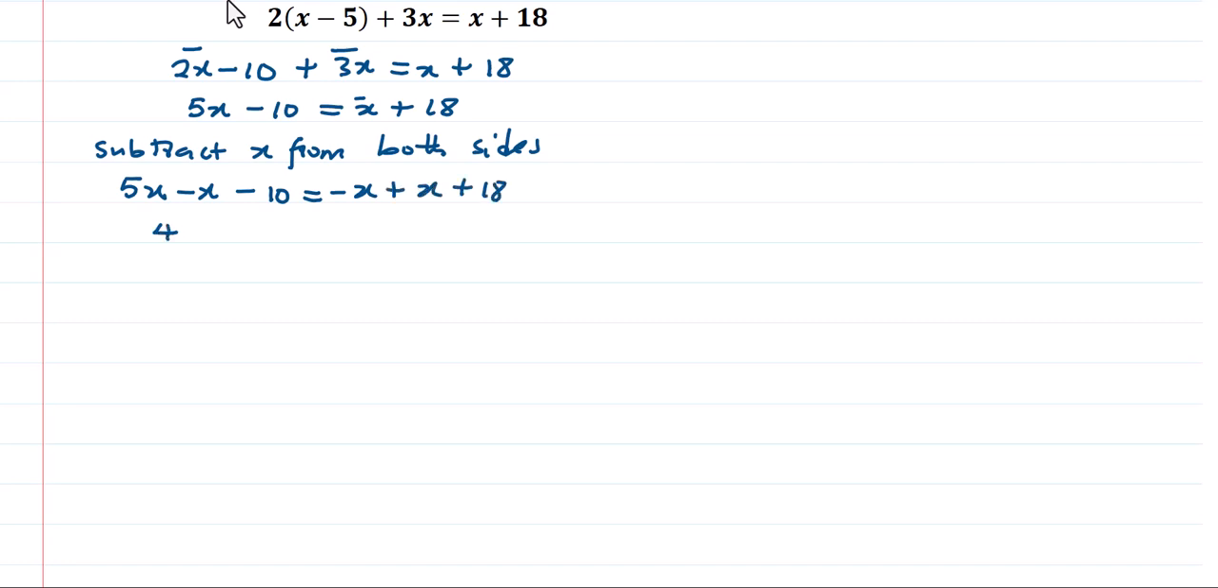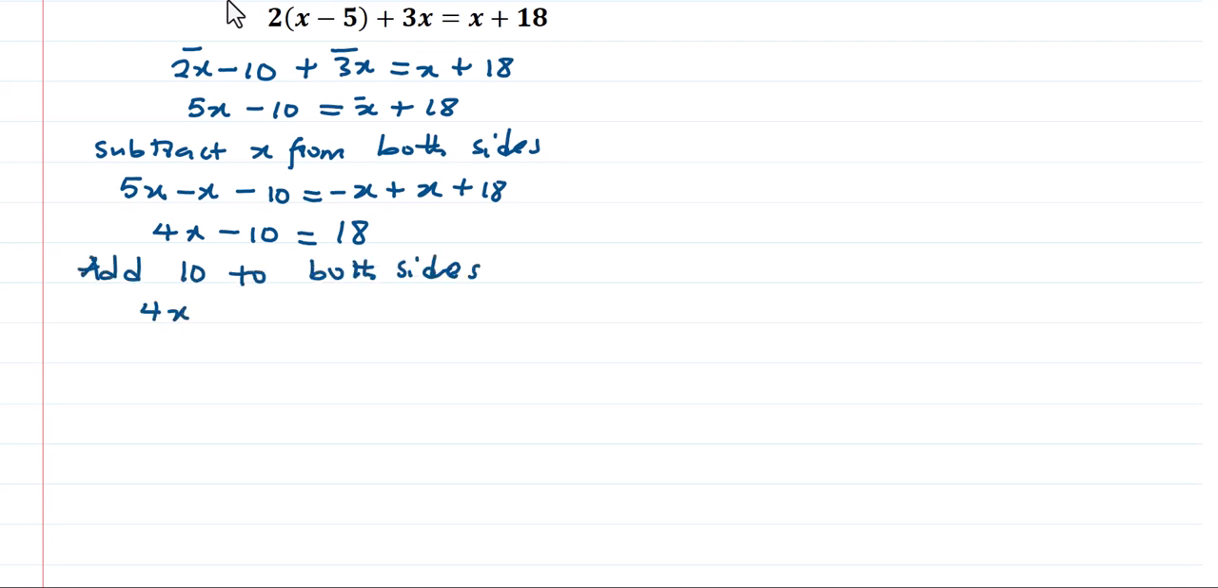Here we have 4x, because 5x minus x is 4x. So we are subtracting from both sides. Minus 10 is equal to x minus x plus x is 0. And then we just have 18. At this very point, we can now add 10 to both sides.